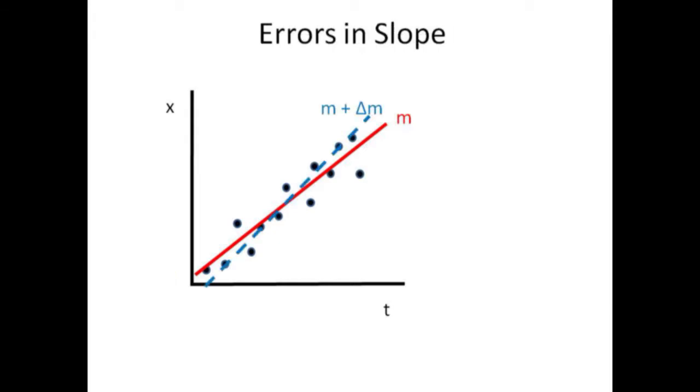The error in the slope is also determined with the linear fit. The slope could potentially be as large as m plus the error. The slope could be as small as m minus delta m, the error. The slope is uncertain by an amount delta m.